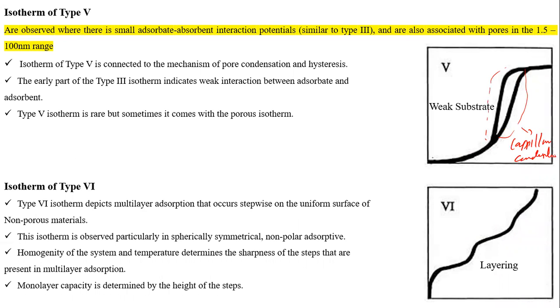आगे हम देखेंगे capillary condensation क्या होता है, and this type of isotherms is very rare. ये आपको बहुत कम देखने को मिलेंगे, but sometimes it will come with your porous isotherms. So this is the fifth type of isotherms. Then last we have the sixth type of isotherms, and this type of isotherms occurs for multi-layer material.